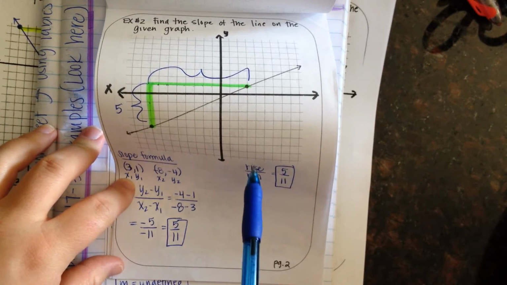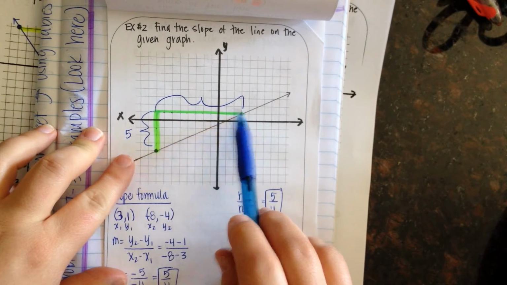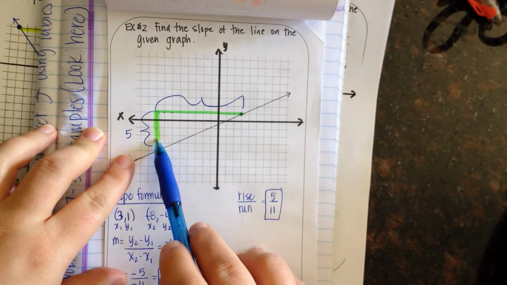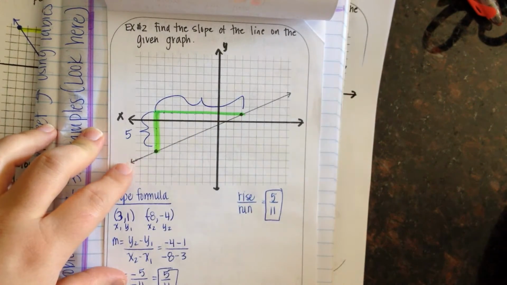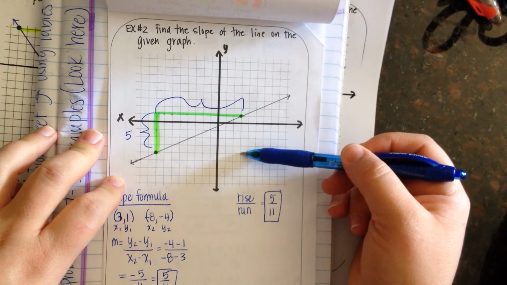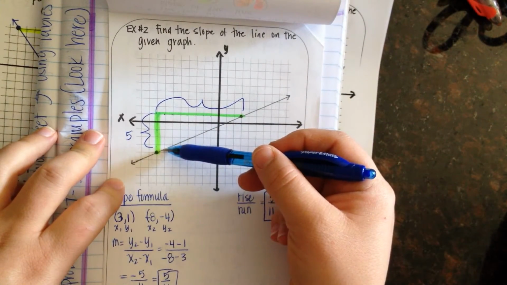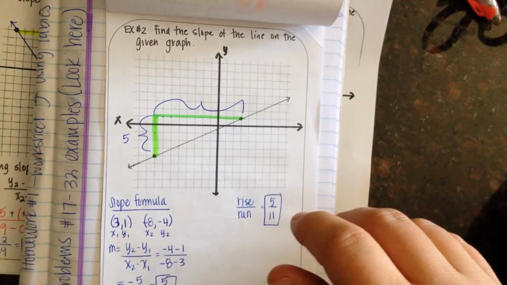If I use the rise over run, you can either select this point or this point to go from. It doesn't matter. But if I selected from this point, I had up 5 units, and then to the right 11 units for a positive slope. If I started at this point, I would have gone down, which is a -5, and left, which is -11. Negative divided by negative ends up being positive.